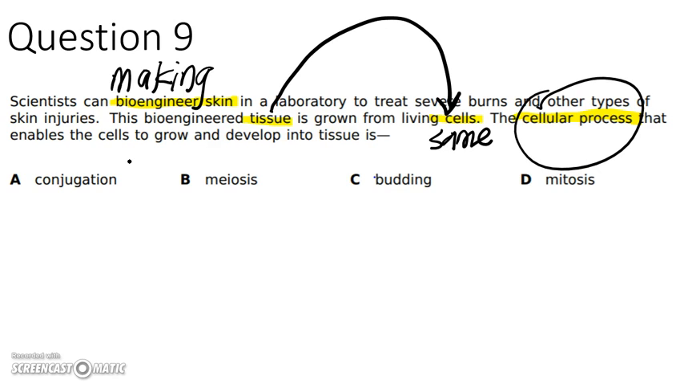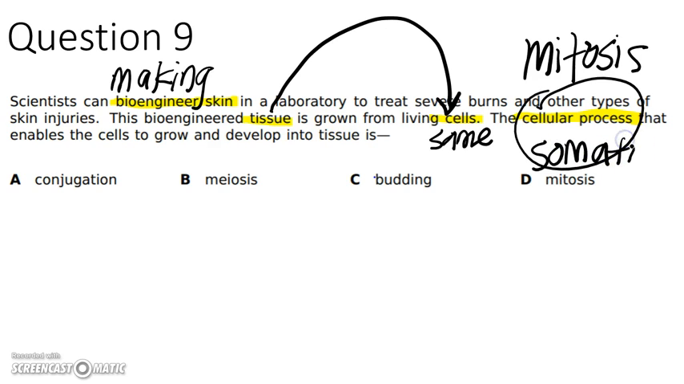So the process that makes the cells we know is mitosis. We've been practicing with that. Mitosis forms our body cells or our somatic cells. Skin is one of those. So the skin cells are being made from mitosis.